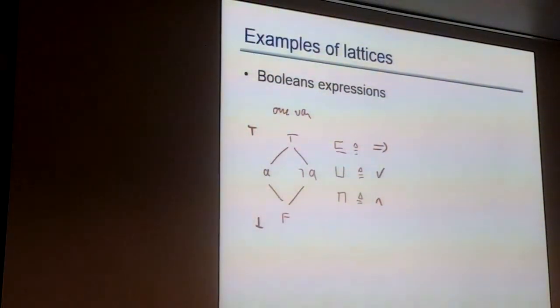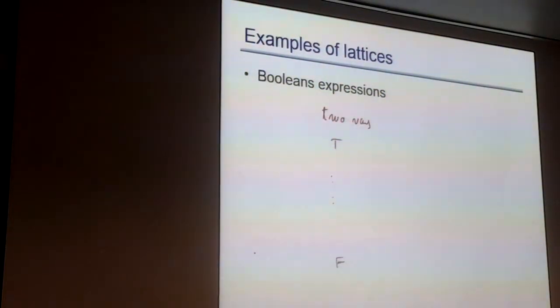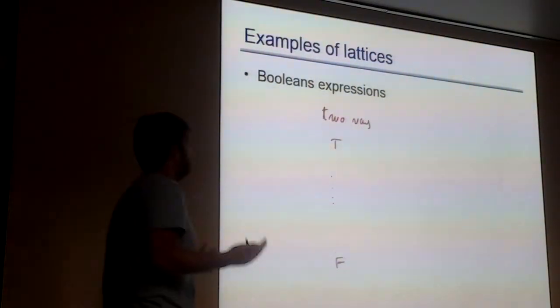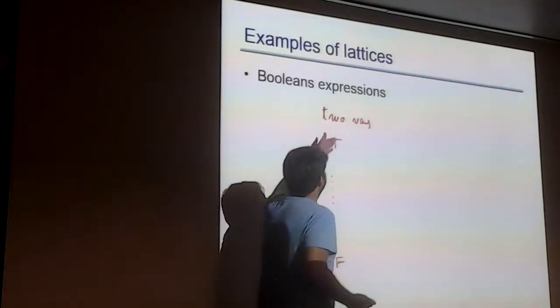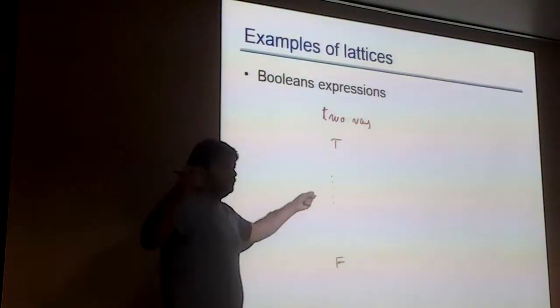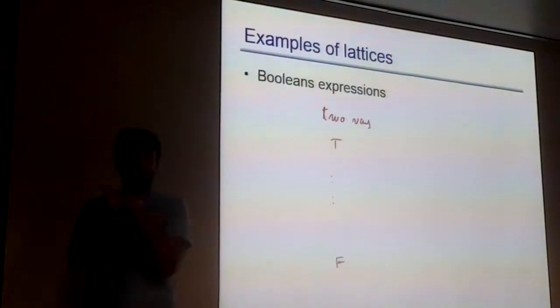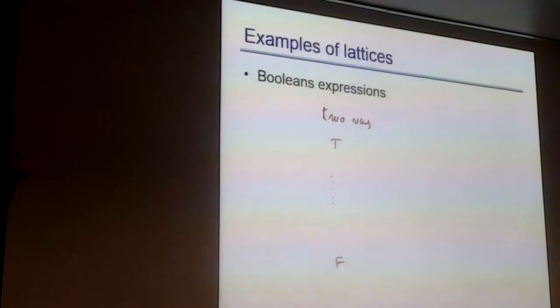This is for two variables, and that's for one variable. You can build these things for any number of variables. So you can actually build these huge lattices of expressions, and the ordering is going to be exactly the same. It'll be ordered by implication. You'll have false here, true there, and whenever you want to join two things, you or them, and whenever you want to meet them, you do an and.